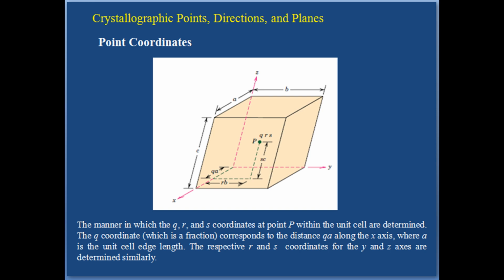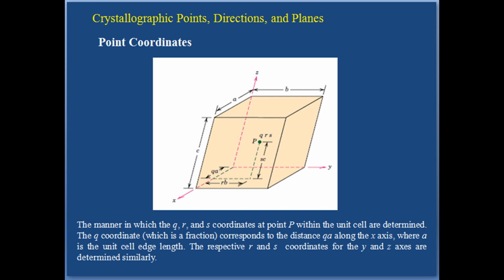Thus, the position of point P is designated using coordinates q, r, s with values that are less than or equal to unity. Furthermore, we have chosen not to separate these coordinates by commas or any other punctuation marks, which is the normal convention. This is all about the point coordinates system in crystal structure.